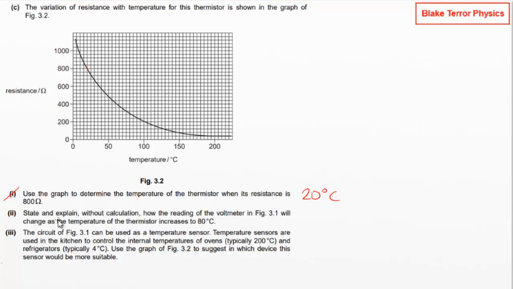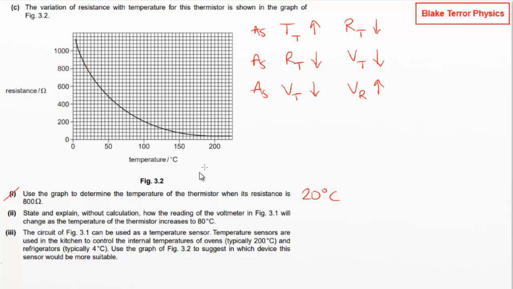State and explain without calculation how the reading of the voltmeter in figure 3.1 will change as the temperature of the thermistor increases. Right, so this is our usual chain of reasoning. As the temperature of the thermistor increases, obviously you'll put this in sentences rather than my shorthand, the resistance of the thermistor will drop. Then as the resistance of the thermistor drops, the voltage across the thermistor will drop. As the voltage across the thermistor drops, the voltage across the resistor, call it R, will go up.